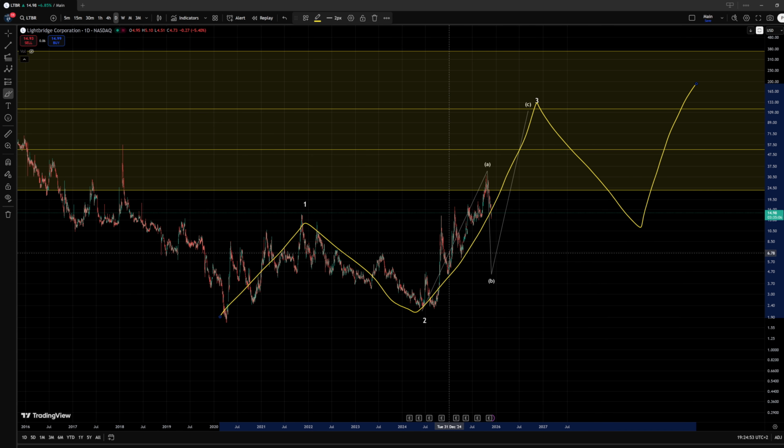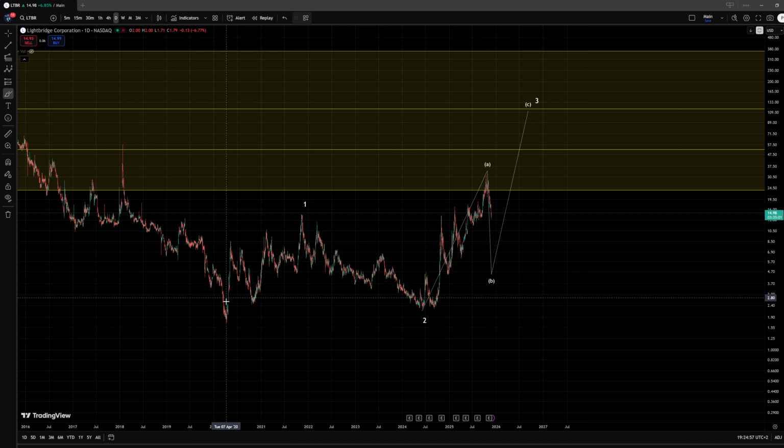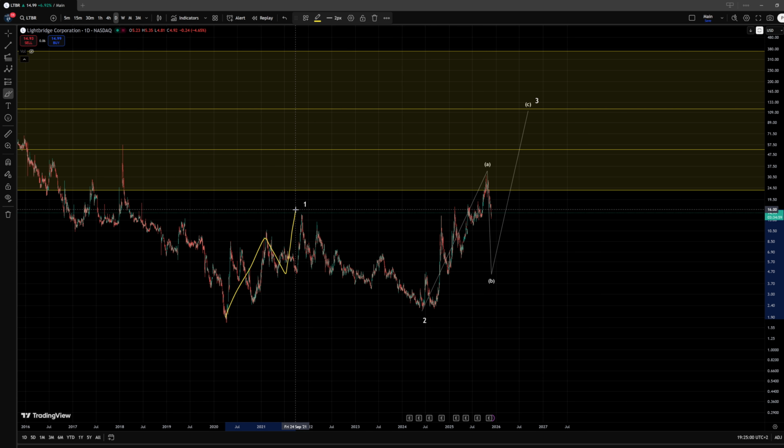But since we have already formed here in this wave 1 a 3-wave move to the upside, well, this doesn't need to be a wave 1. It could easily be a wave A to the upside.